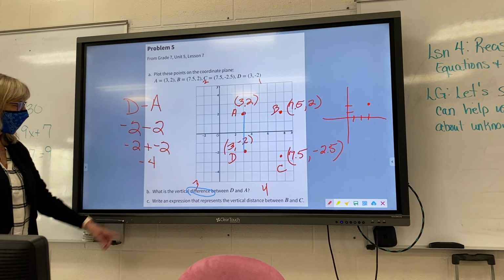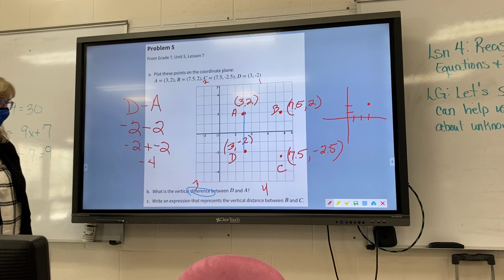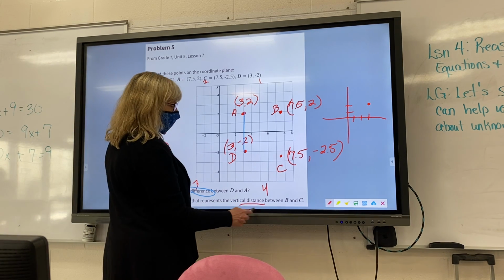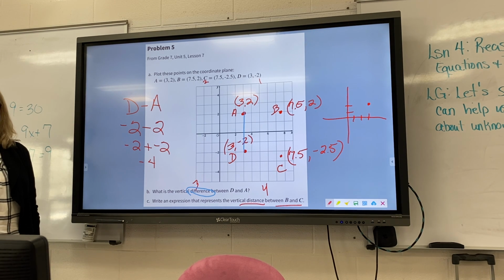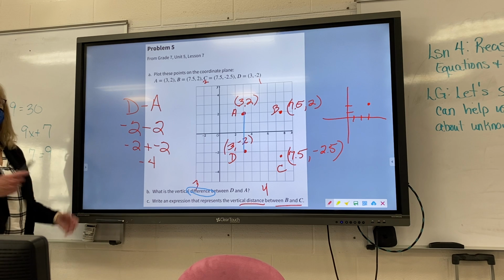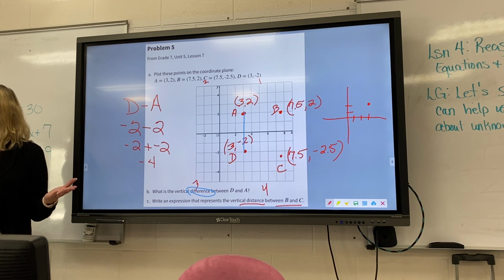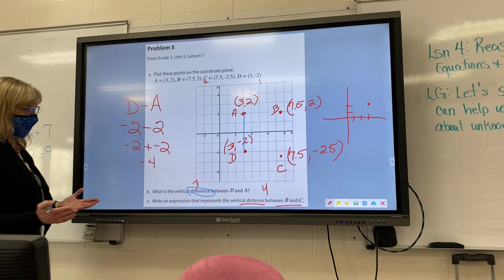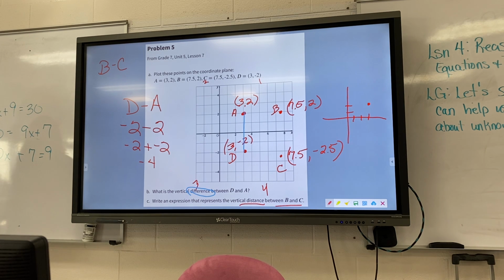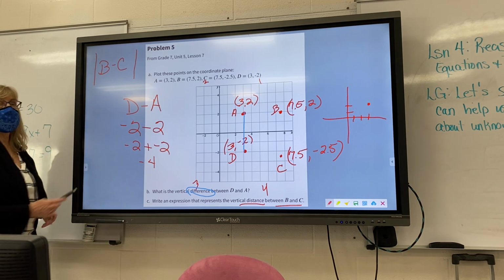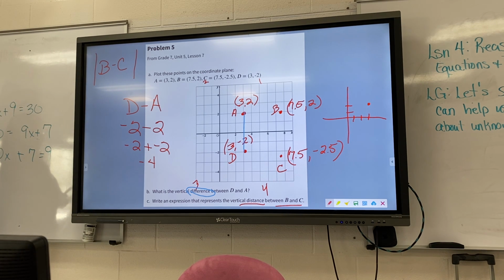All right, now, write an expression that represents the vertical distance between B and C. How do we find the distance between two things? Do we add, subtract, multiply, or divide? Subtract. So it looks like we have B minus C. But what do we know about distance? It's always positive. So if I put absolute value around that, will that make it positive? Yes. If it's already positive, will it make it negative? No. It'll stay constant.